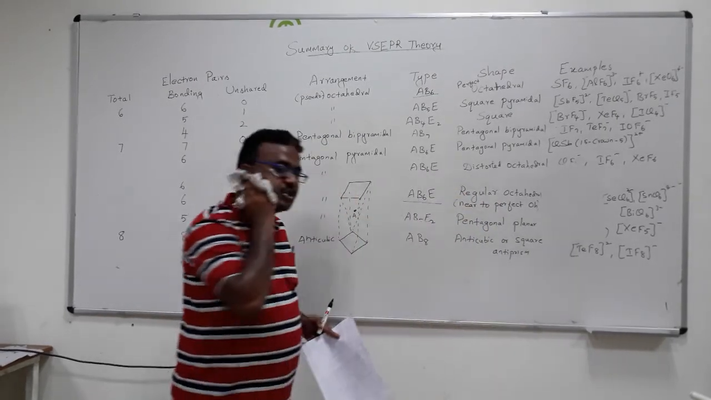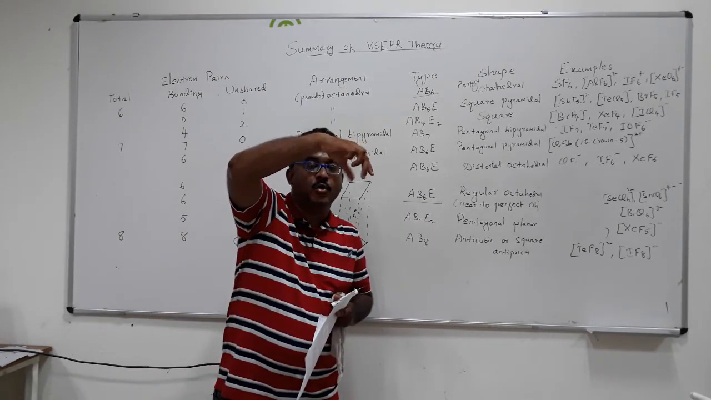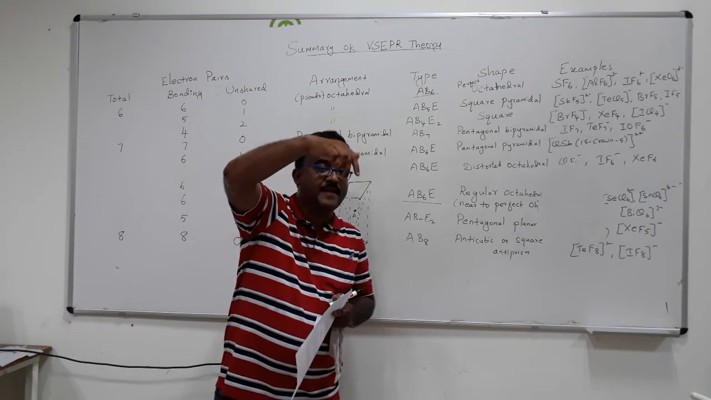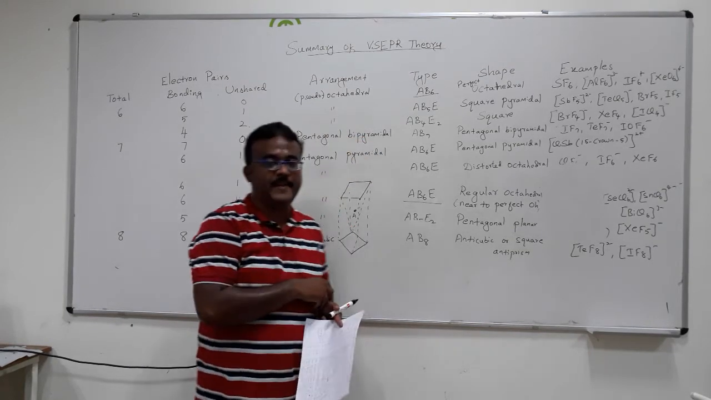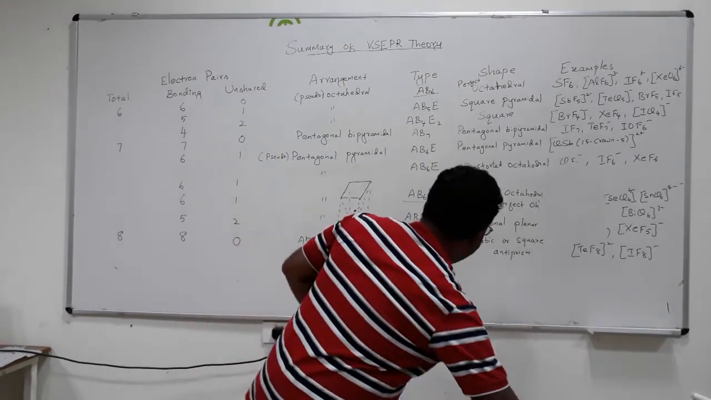Whatever you have in the cubic geometry, the two squares need to be rotated. One of the squares has to be rotated by 45 degrees. If you rotate it by 45 degrees and then connect it, you will get a square antiprism.